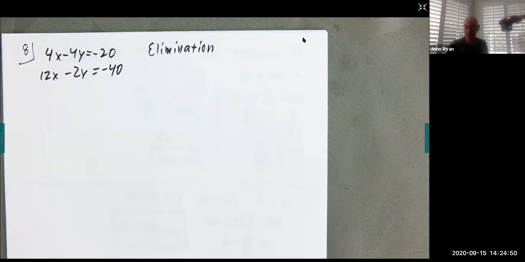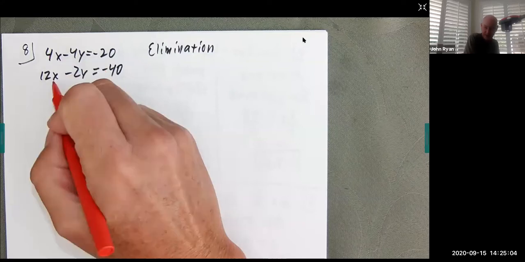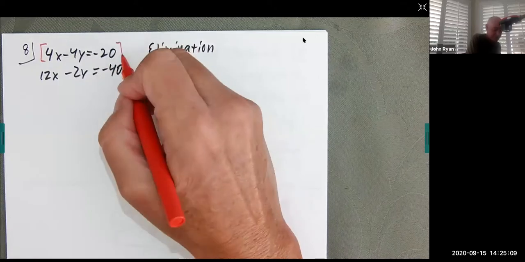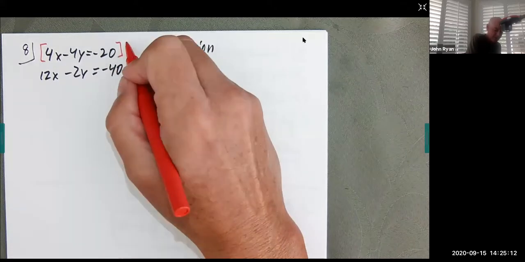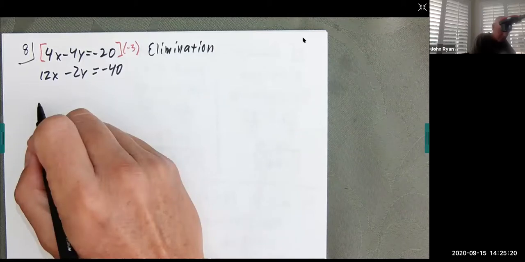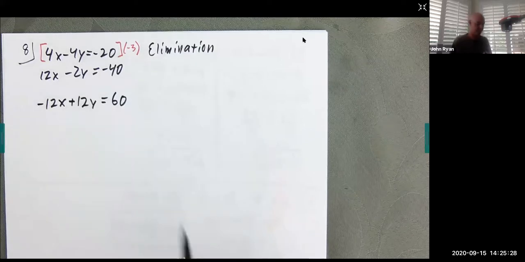You could choose to eliminate the y's, it really does not matter. And what I'm going to do is multiply the top one by a -3. By doing that, I'm going to turn this lead coefficient into a -12. Then when I add it to this one, they will eliminate the x's. And notice that they're the same sign. They have to be opposite signs. So I'm going to multiply by a -3. And you'll notice all the signs changed because I multiplied by a negative.